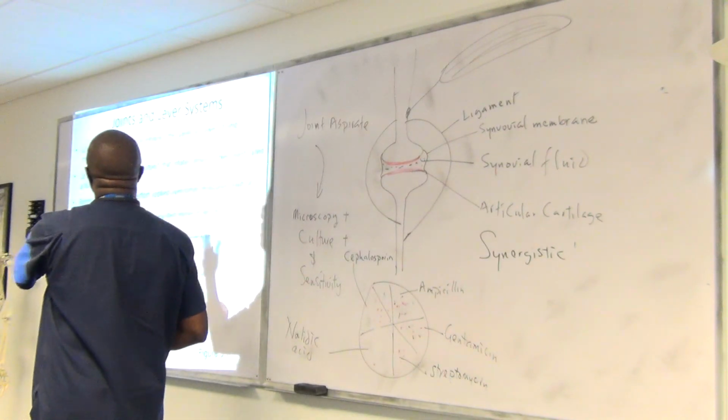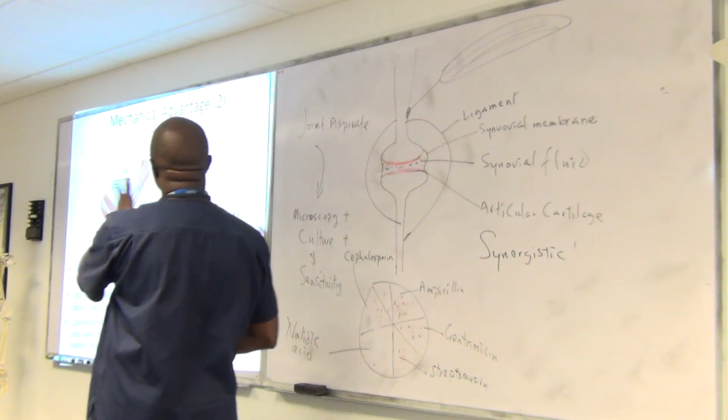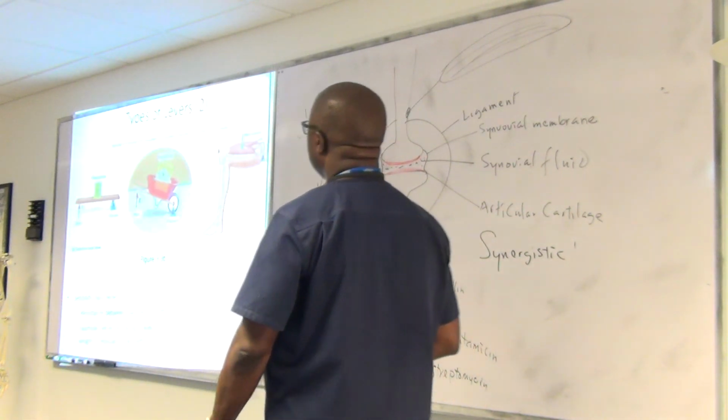All right? Joint nervous system. No, we don't need this. Okay? Mechanical labels and all that.